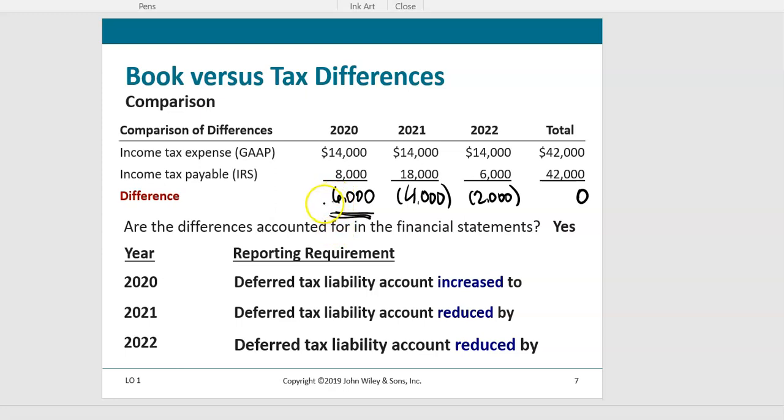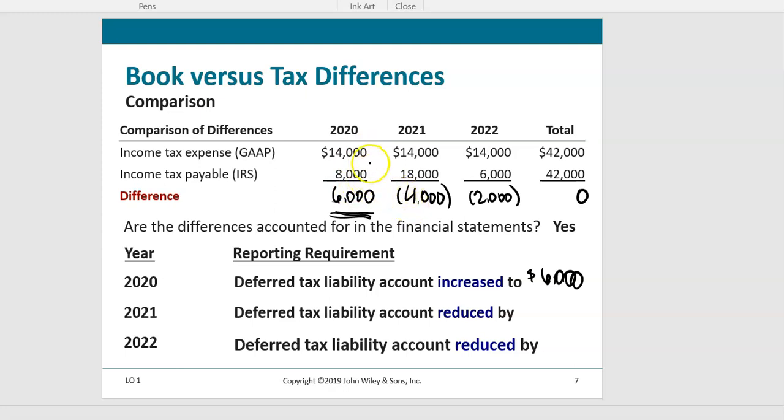And so because we are going to owe more to the government in the future, we set up a deferred tax liability. So in year 2020, the deferred tax liability account increased to $6,000. The difference between the amount of income tax expense on the income statement based on book revenues and expenses and the actual amount of taxes that we owe based on IRS rules.